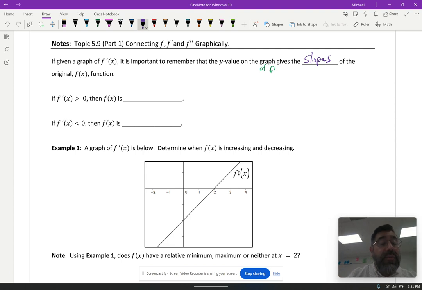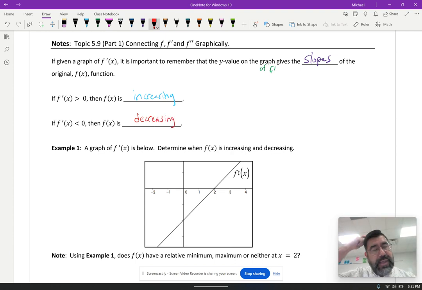Another way to think about it is whenever f prime is greater than 0, whenever it's positive, then the original function is increasing. And wherever the derivative is less than 0, whenever it's negative, then the function is decreasing. So these are the same ideas we talked about in the other video, but now it's almost backwards. We're given the derivative. What do we know about the original function?